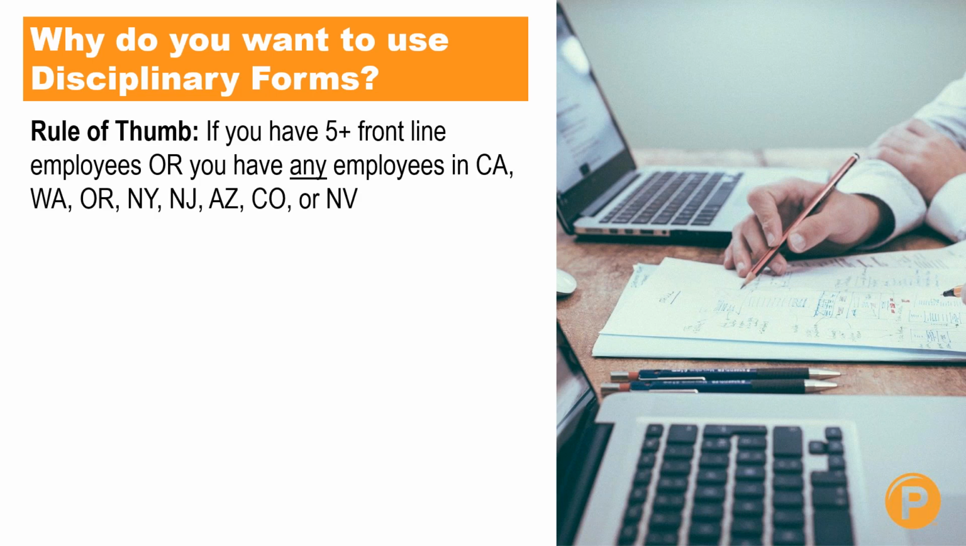So a good rule of thumb that I use is that any employer with 5 or more frontline employees, or any employees in California, Washington, Oregon, New York, New Jersey, Arizona, Colorado, or Nevada, should use some form of documented disciplinary procedure.